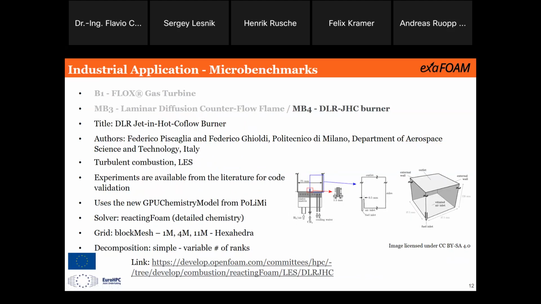And another microbenchmark, related to the industrial application of the flux gas turbine, is the DLR jet in hot coflow burner, also from Federico Piscaglia and Federico Giordi. Now we have turbulent combustion, and the turbulence is modeled using an LES approach, and the experiments are available from the literature, also for code validation. Also, this turbulent combustion case uses the new GPU chemistry model from Polimi. The grids have been generated with blockMesh for three size variants, 1 million, 4 million, and 11 million grid points. And also, it's already available.